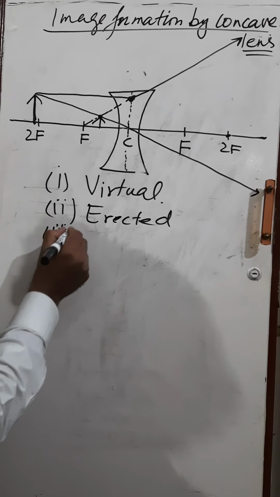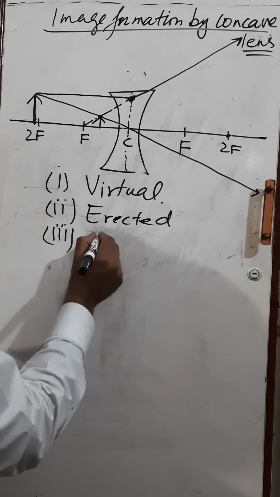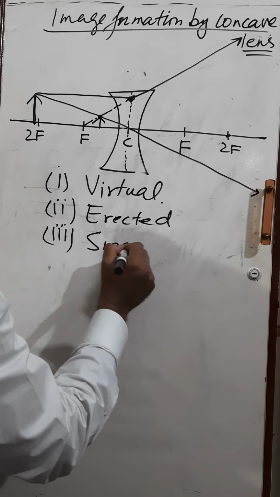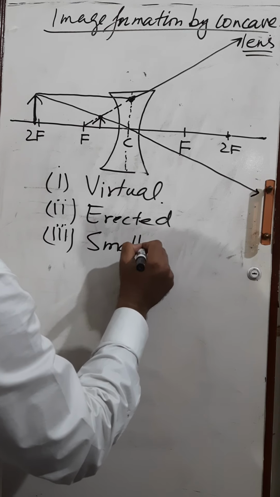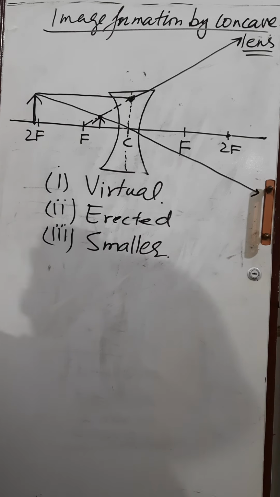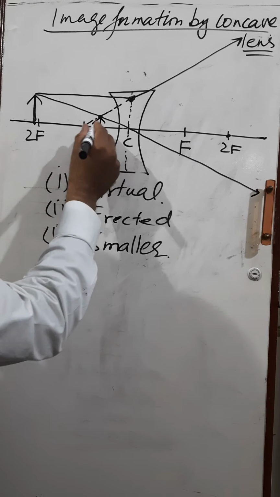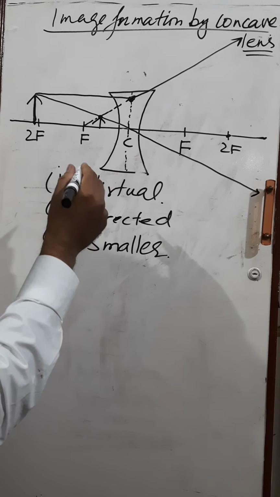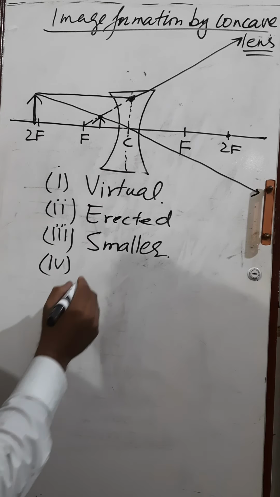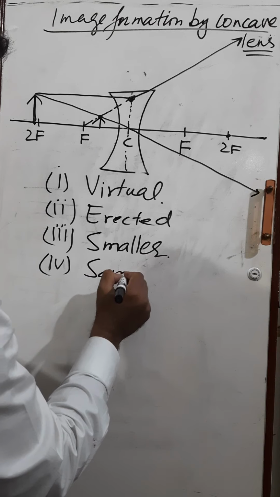Point number 3, image will always be smaller in height, smaller in size. And number 4, image will always be formed at the same side where an object is placed.